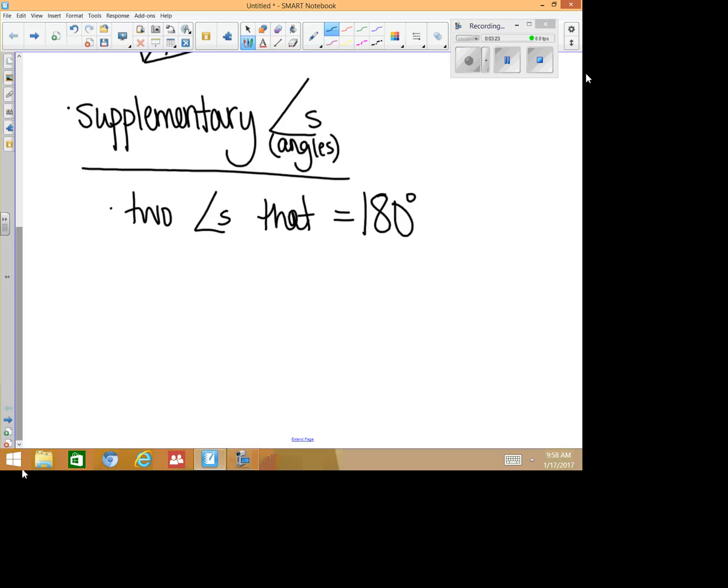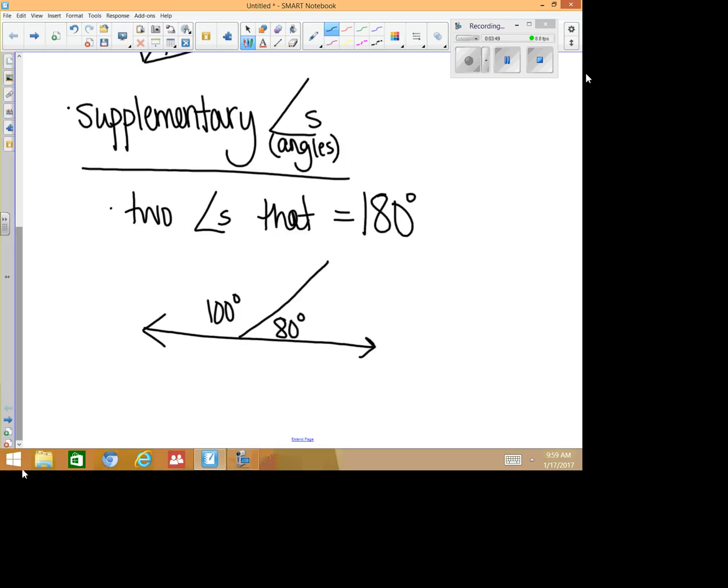So 180 degrees looks like this. We could also do 180. 90 and 90. 40 and 140. Any two angles that you can get. 179 and 1. I mean, crazy things like that, any of them.